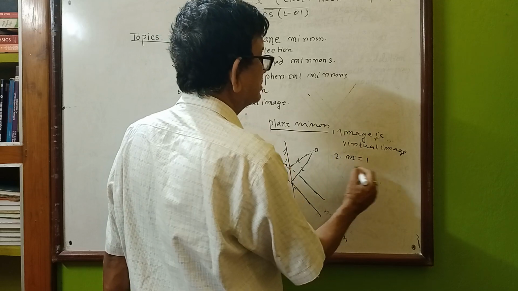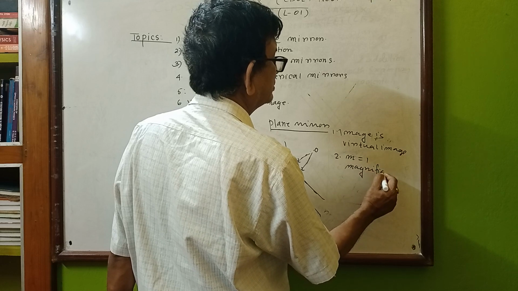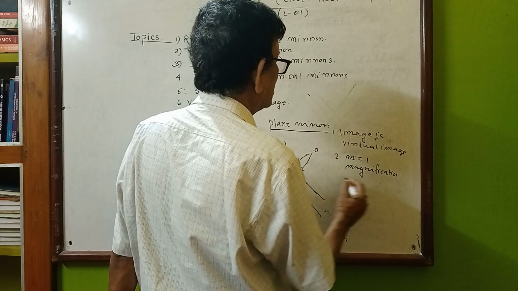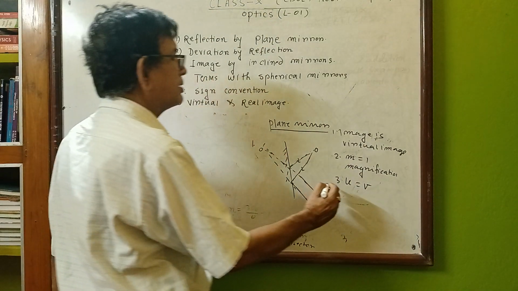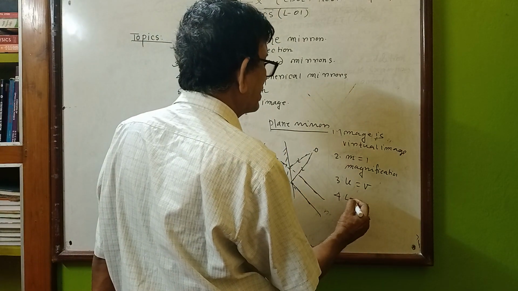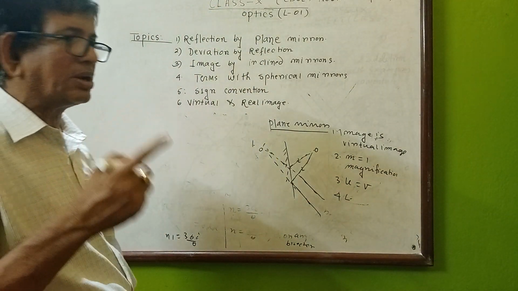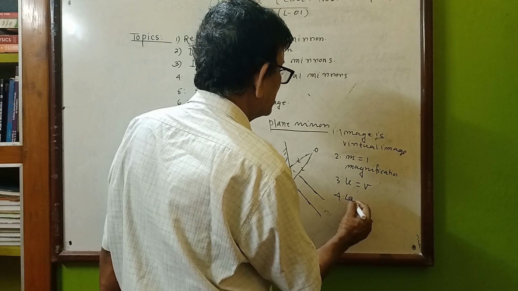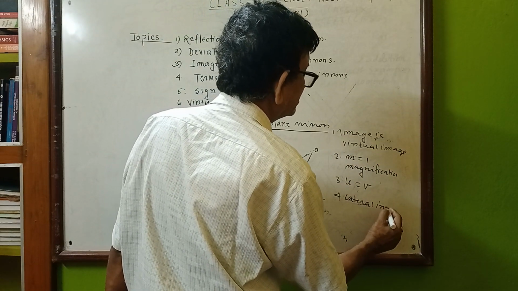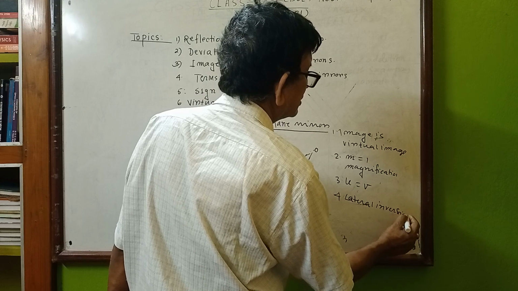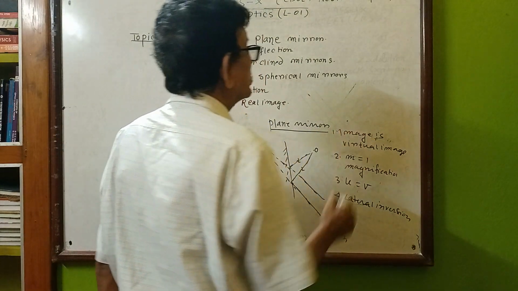Magnification equal to 1, and object distance equal to image distance. And number 4, there is a lateral inversion. That is the property, plane mirror characteristics.